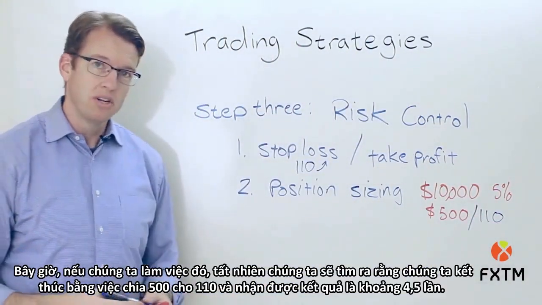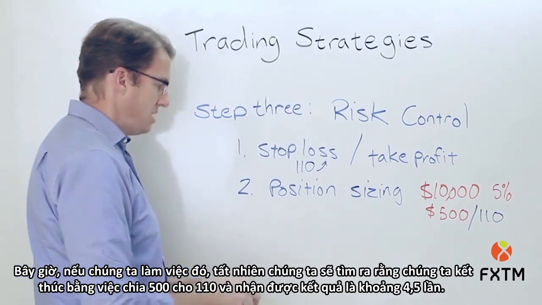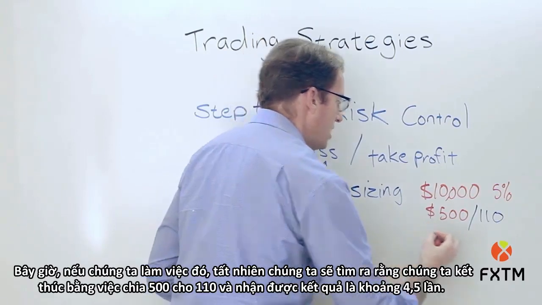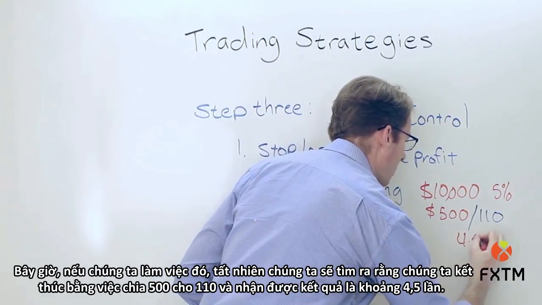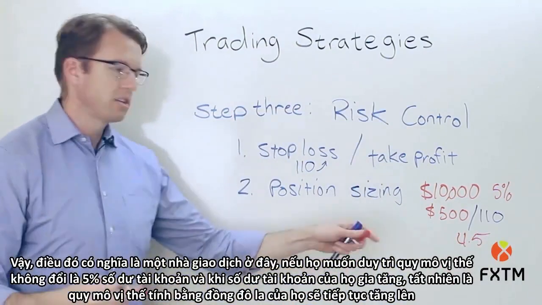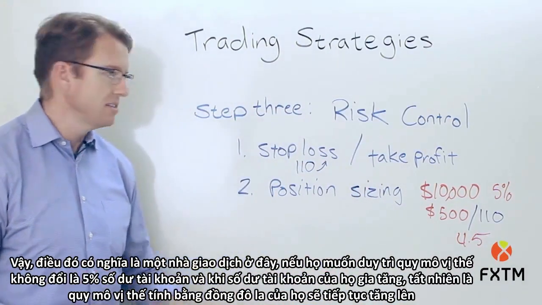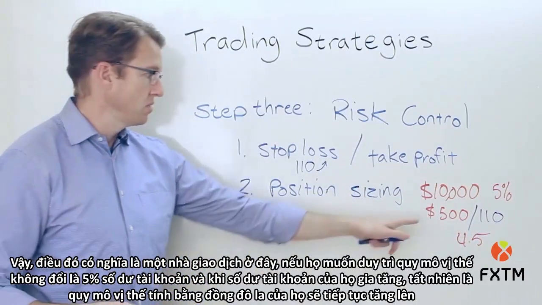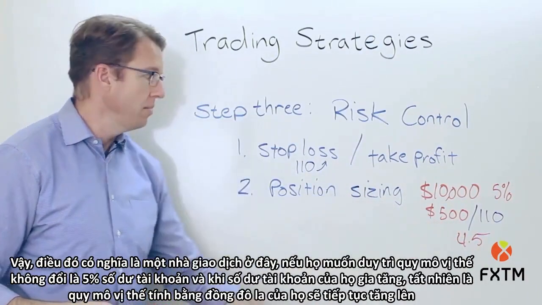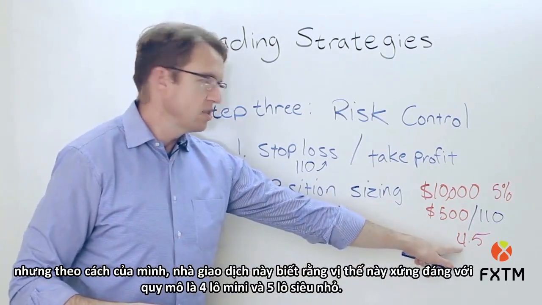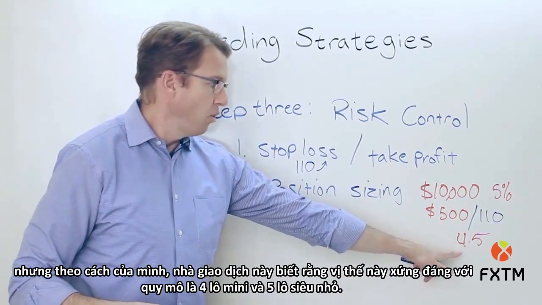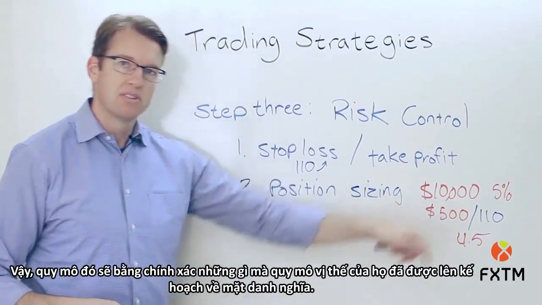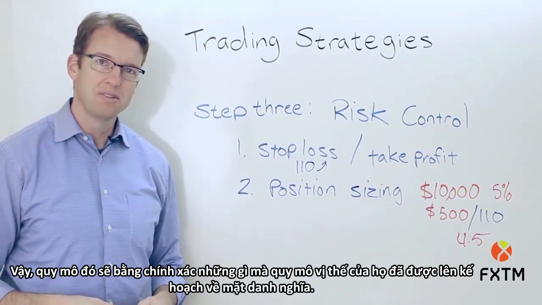Now, if we do that, we'll find that 110 goes into 500 about 4.5 times. So that means that a trader here, if they wanted to maintain a consistent position size of 5% of their account equity, and as their account equity grows their position size in dollar terms is going to continue to go up, knows that this position deserves a size of, let's say, 4 mini lots and 5 micro lots. So that would equal exactly what their position size was planned to be in notional terms.